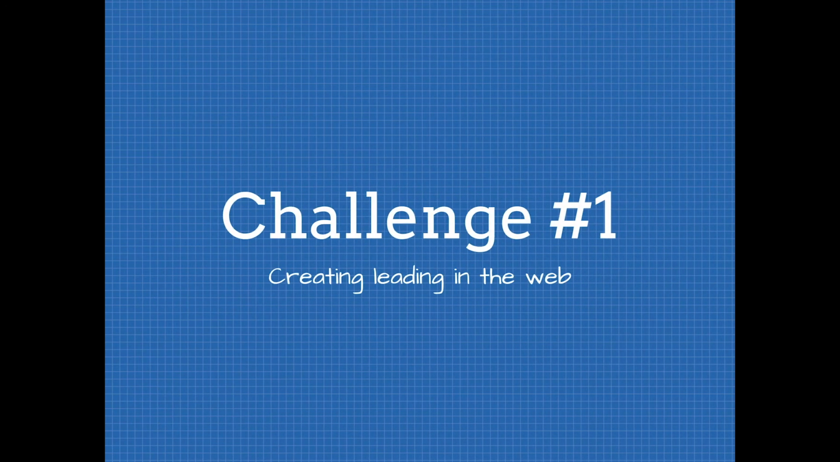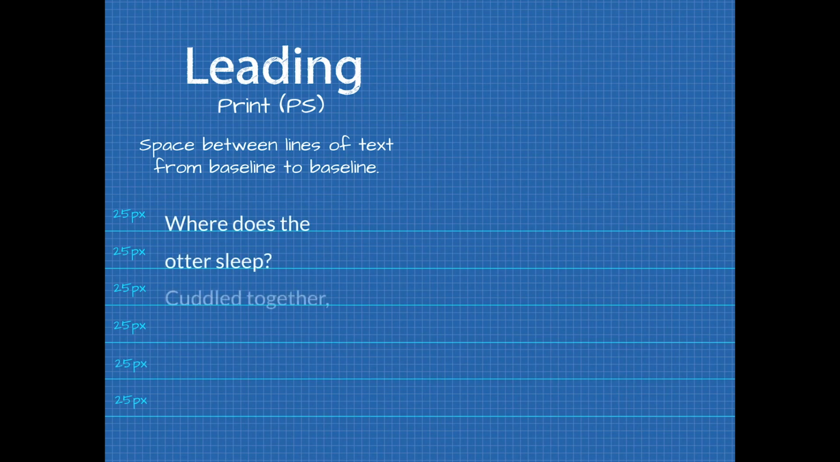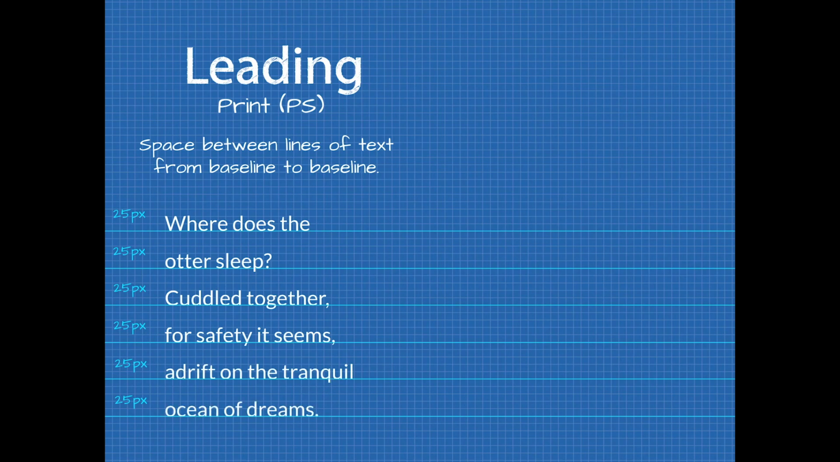So challenge number 1 that I had to match is leading in the web. What is that? Leading in Photoshop or print terms is the space between lines of text from baseline to baseline. That wasn't always what leading meant, because technically you'd put bars of lead between lines of text, but it morphed into meaning baseline to baseline. That's where the term comes from: it was physical lead put between these lines. Here you can see each square represents 5 pixels, and baseline to baseline is 25 pixels.